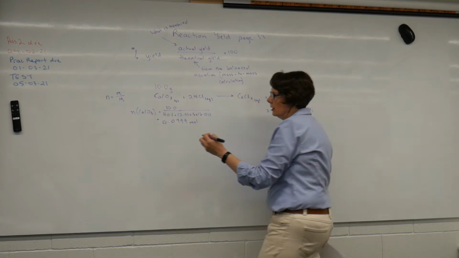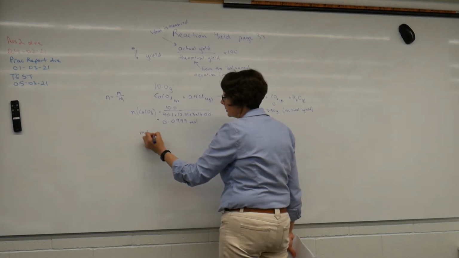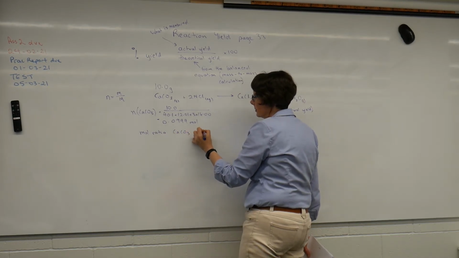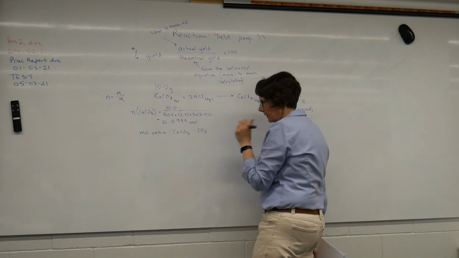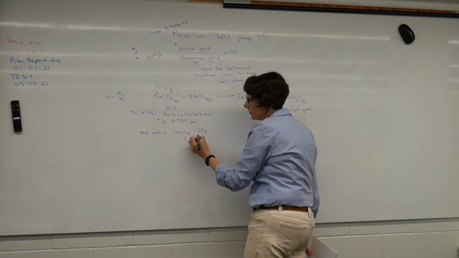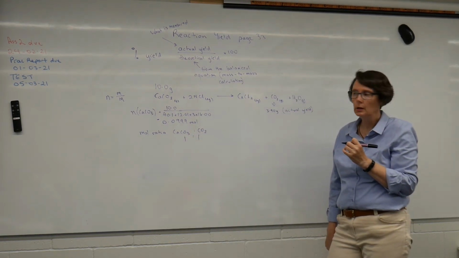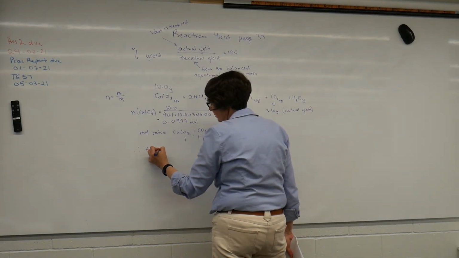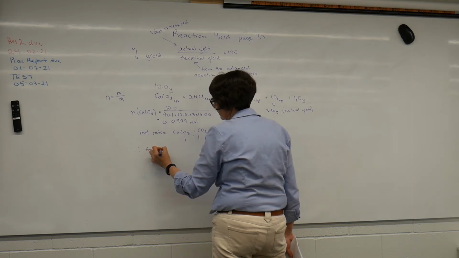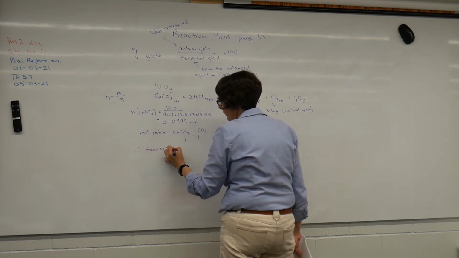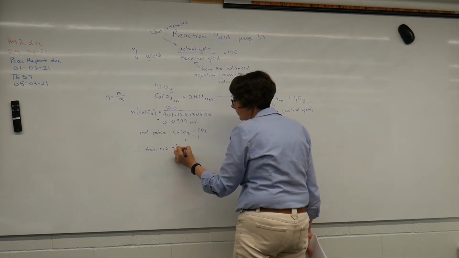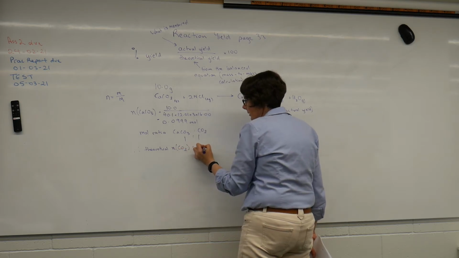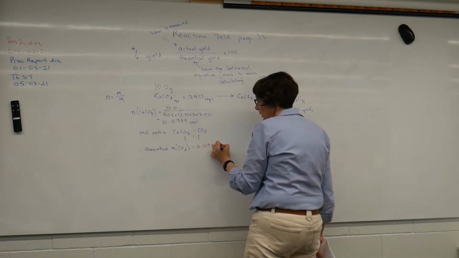Now if I look at my mole ratio, the calcium carbonate to carbon dioxide, 1-to-1, isn't it? Yeah? So therefore, the theoretical value for n for the carbon dioxide is 0.0999 moles as well.